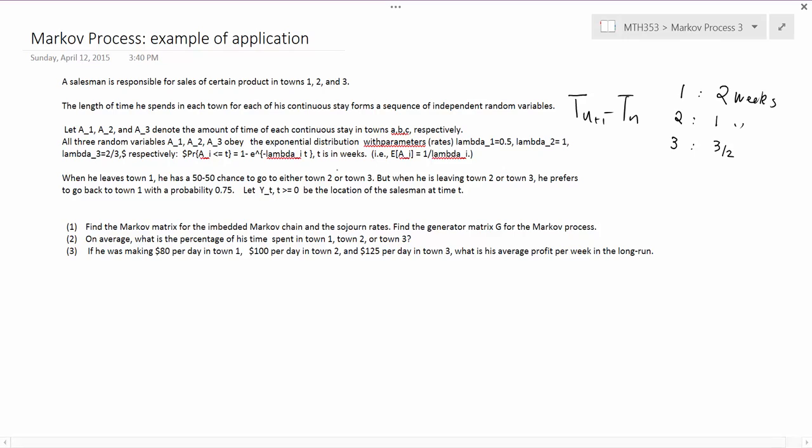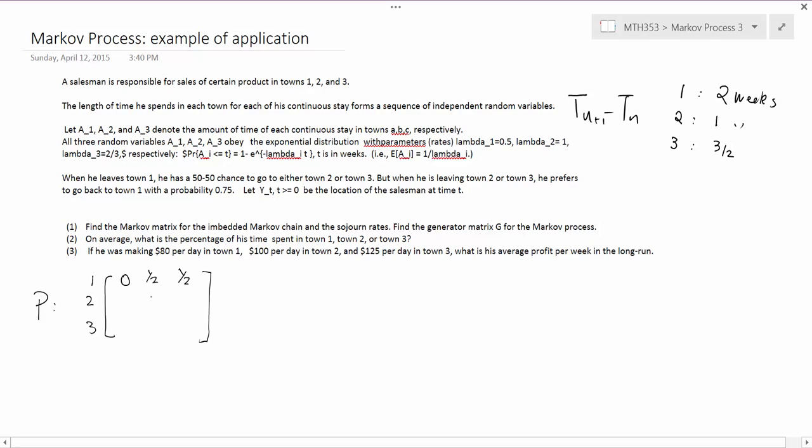Okay. Now the next paragraph tells us exactly about the Markov matrix for the embedded Markov chain. Let's look at it, and then we can find the embedded Markov chain's matrix. It says if he leaves town 1, he has a 50-50 chance to go to either town 2 or town 3. So let's try to get the Markov matrix. This is the one we have. These are states 1, 2, and 3. This is the Markov matrix for the embedded Markov chain. If he leaves town 1, then he is not going to be staying in town 1, and with 1/2 and 1/2 chance, he's going to go to town 2 or town 3.